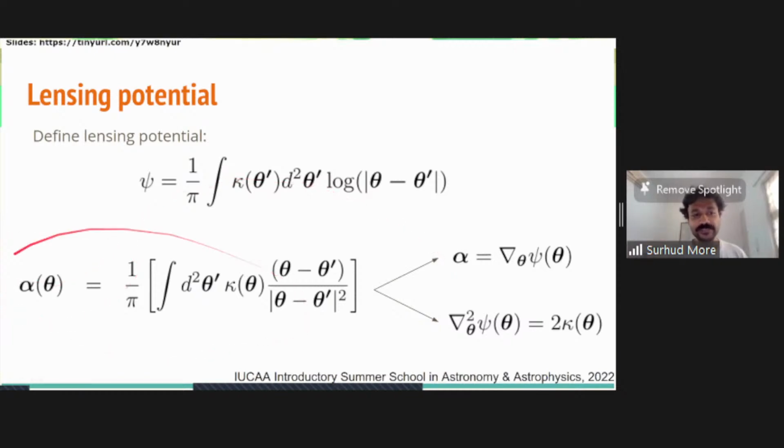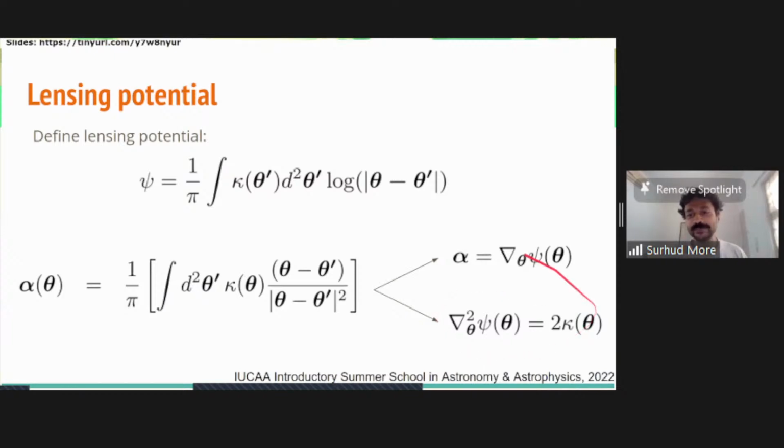Now that you have this deflection angle, what you can also do is take the divergence of this deflection angle. It turns out if you take the divergence of this quantity, then you can show, so this is the divergence of a gradient of this potential, which means it's a Laplacian. Right? So the Laplacian of the potential, you can show that it equals 2 times kappa of theta.